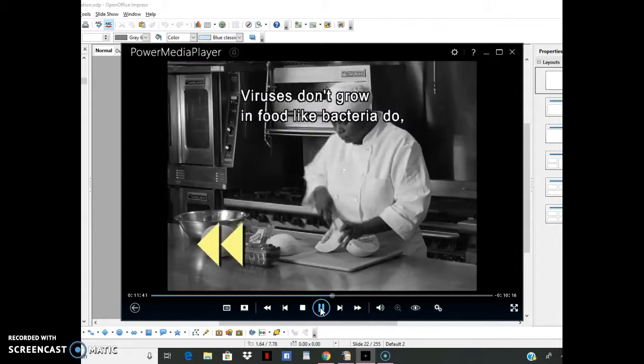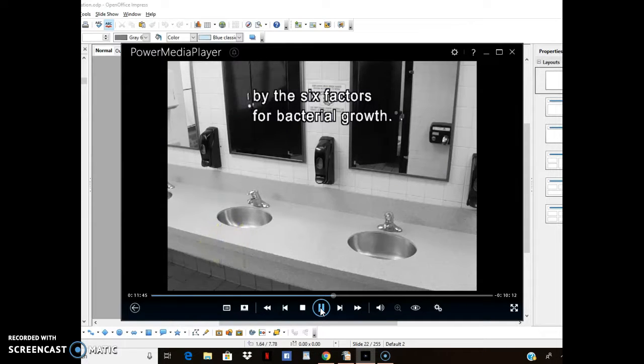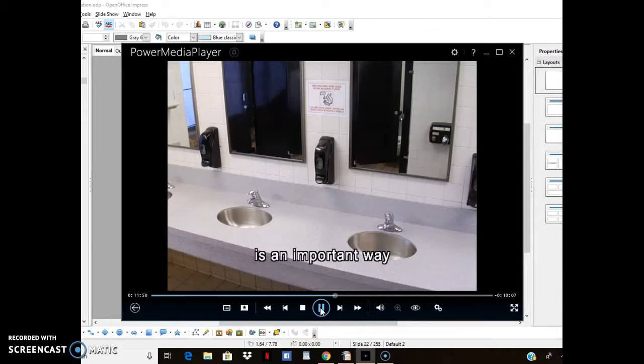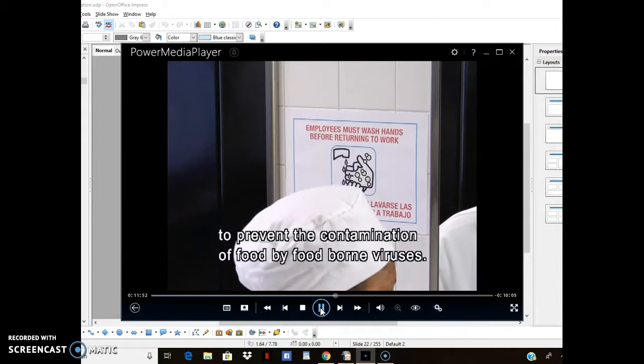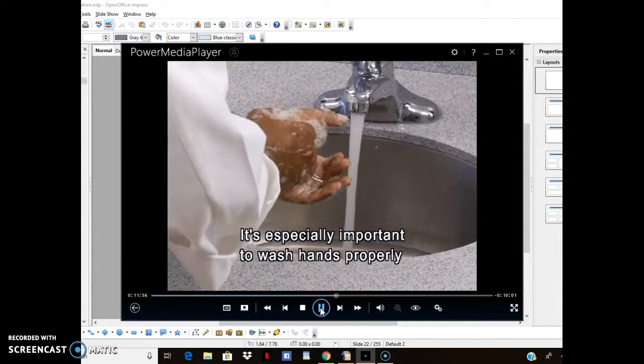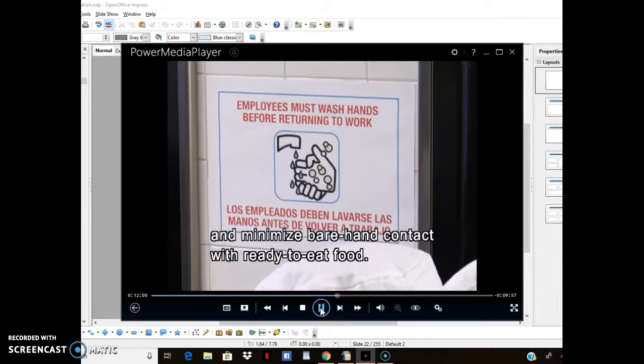Viruses don't grow in food like bacteria do, so they're not affected by the 6 factors for bacterial growth. However, practicing good personal hygiene is an important way to prevent the contamination of food by foodborne viruses. It's especially important to wash hands properly and minimize bare hand contact with ready-to-eat food.